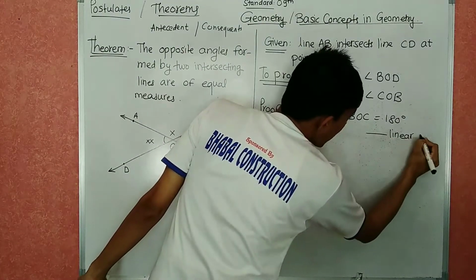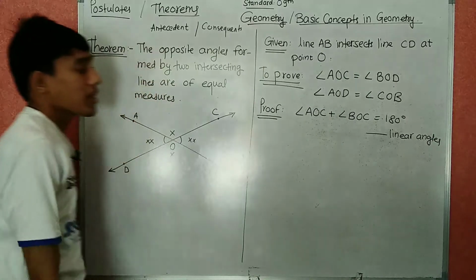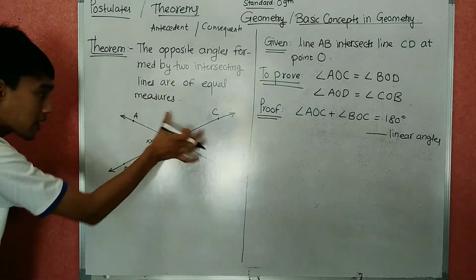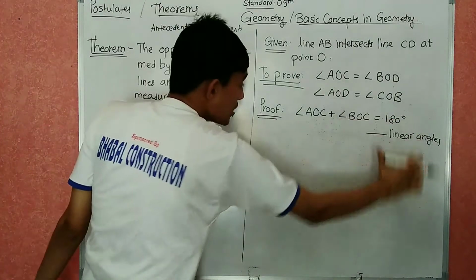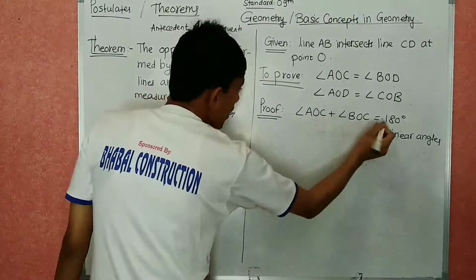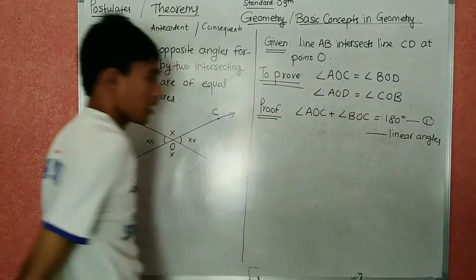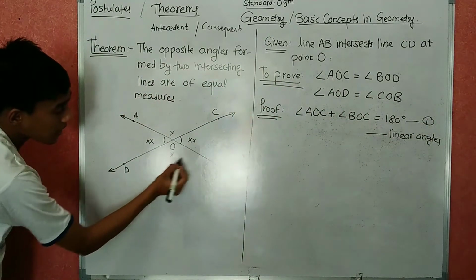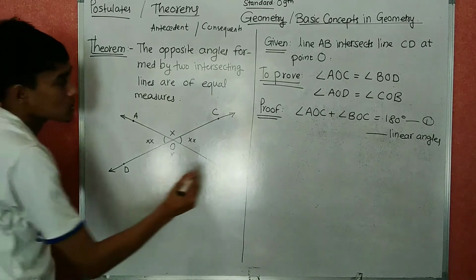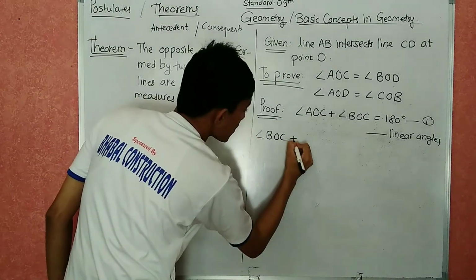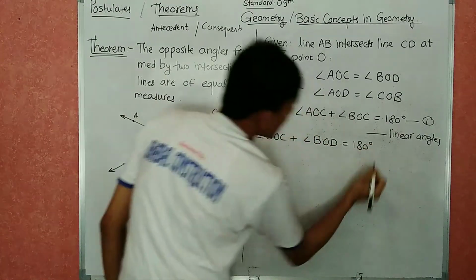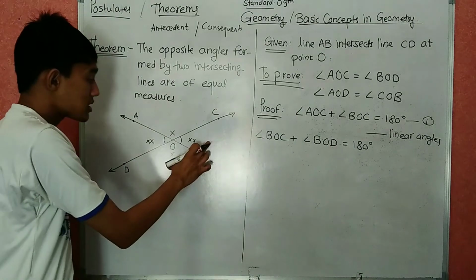So these are linear angles. ये दोनों एंगल एक लाइन के ऊपर एक पॉइंट पे फॉर्म हुए हैं, तो दोनों एंगल का एडिशन 180 डिग्री होगा, क्योंकि दोनों एंगल लीनियर पेयर्स ऑफ एंगल्स हैं. ये हमारा इक्वेशन 1 हो गया. Now we will take this angle and this particular angle. So angle BOC plus angle BOD is also equal to 180 degrees. The reason is the same: the angles are in a linear pair.